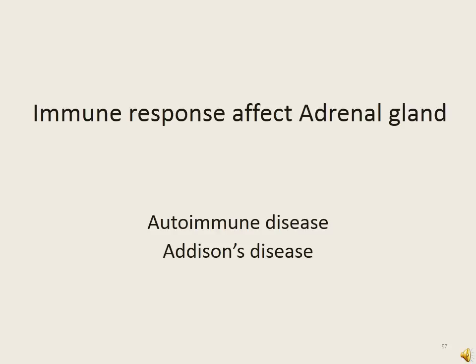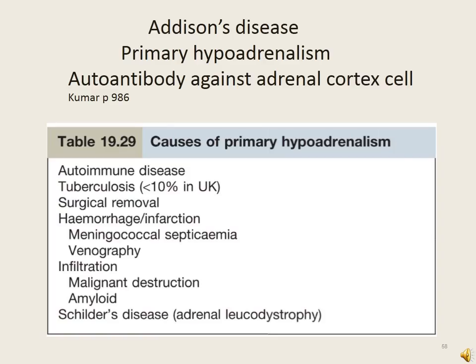The immune response that affects the adrenal gland and causes an autoimmune disease, which we call Addison's disease. Addison's disease is an example of an autoimmune disease of the adrenal gland. It is classified as primary hypoadrenalism, and there is the presence of autoantibody against the adrenal cortex.